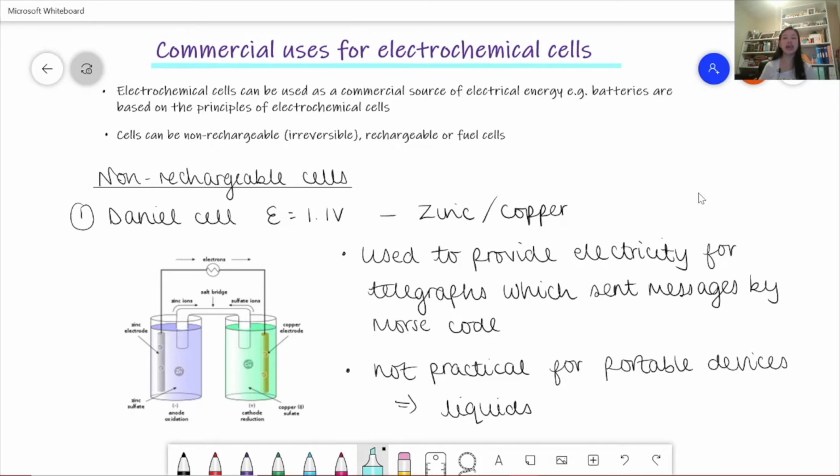So firstly, we're going to look at non-rechargeable cells, and the first example we have is the Daniell cell, and this has an EMF of about 1.1 volts, and it's a zinc copper cell. So it was used to provide electricity for telegraphs, which sent messages by Morse code. However, soon they found out that it wasn't practical for portable devices because the electrolytes, what the electrodes are in, are liquids, so we can't carry them about.